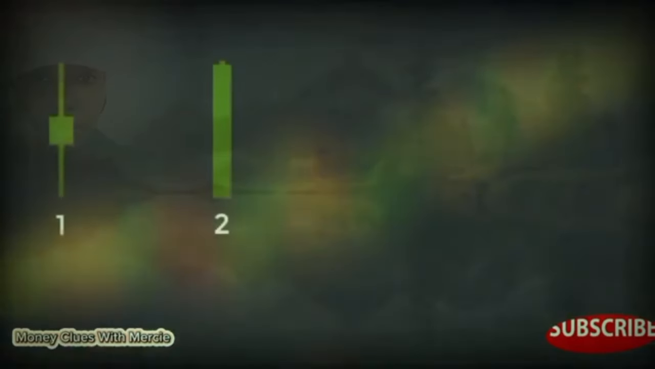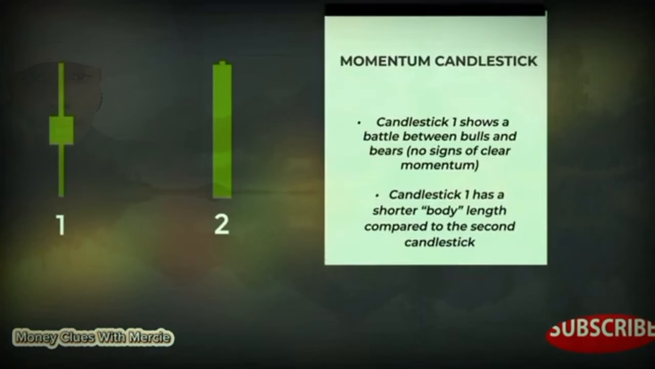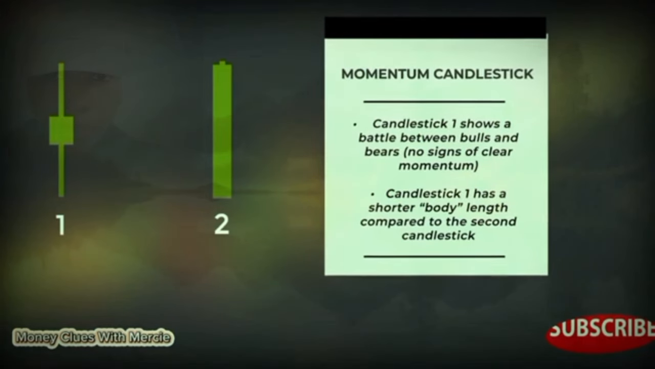Candlestick 1, on the other hand, after opening, made a low, which meant that bears took control for a while. After that, the bulls took control and drove the price up all the way to the highest price, and then bears took a bit of control again by driving the price down, but not sufficiently to have a closing price below the opening price.